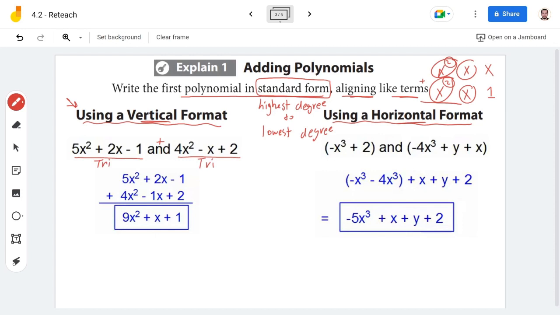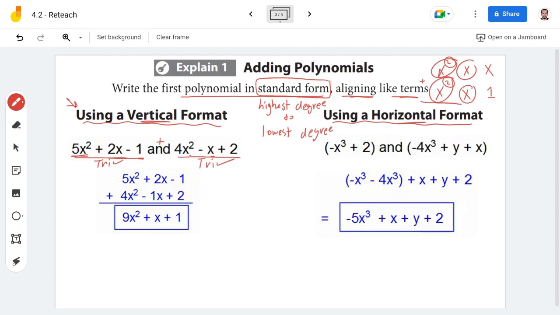Now let's check the degree. Are they written in standard form? Look now: the first term, x to the power of 2. This one is x to the power of 1. This one is x to the power of 0. So as you can see, this one is right. It's written in standard form. This one, x to the power of 2, yes. This one, x to the power of 1. This is x to the power of 0. So this trinomial is also in order.